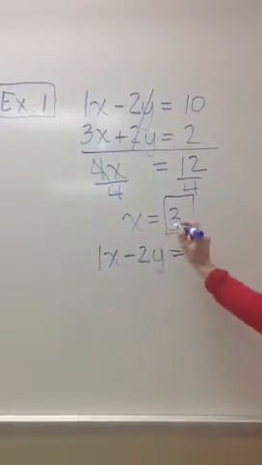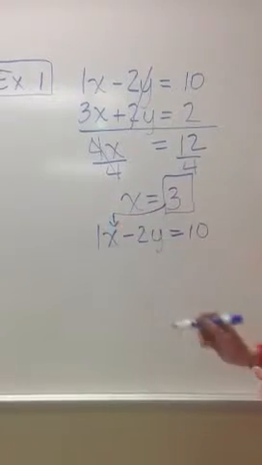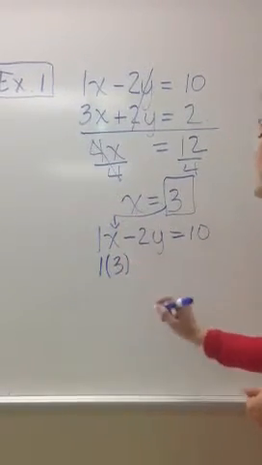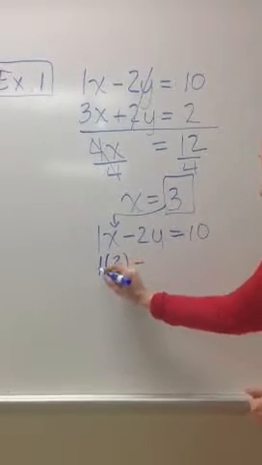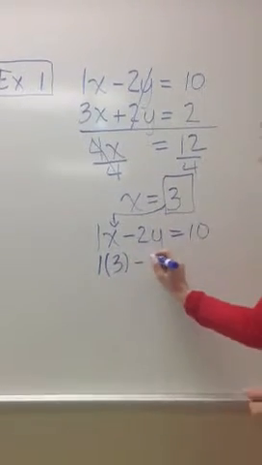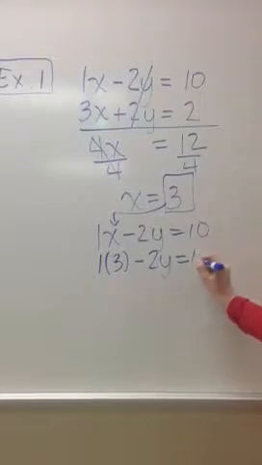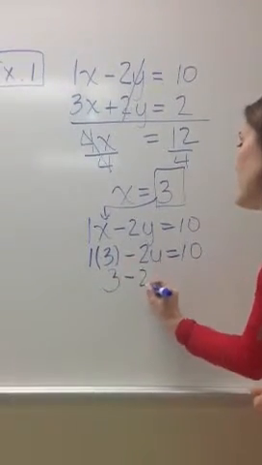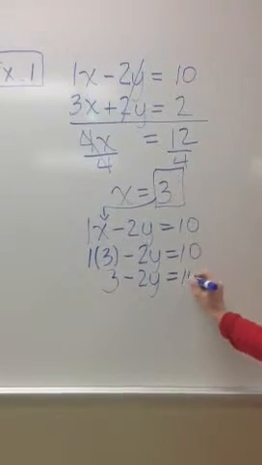And now where I have the x, I'm going to take this 3 and substitute it in. Remember, when we substitute something in, we want to go ahead and put it in parentheses. So I have 1 times the x value, which is 3, minus 2y equals 10. 1 times 3 is 3, and I still have 3 minus 2y equals 10.